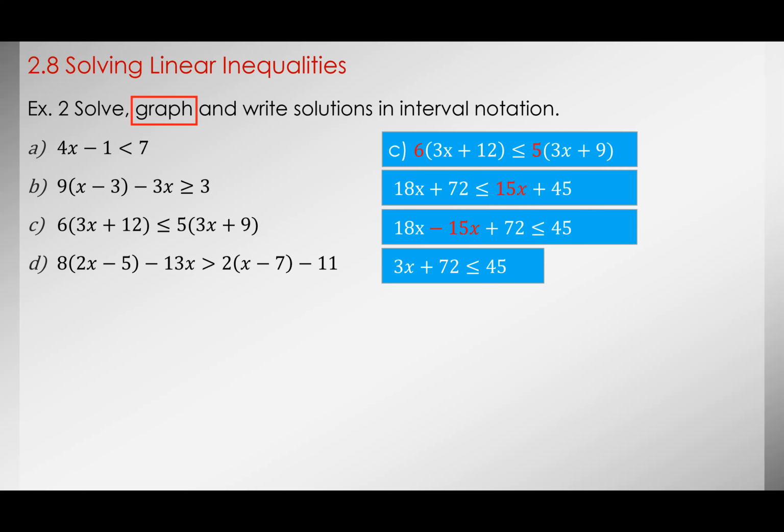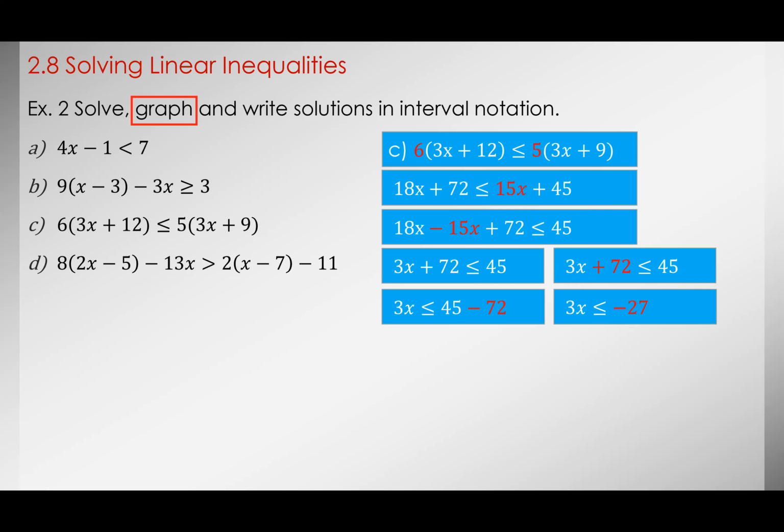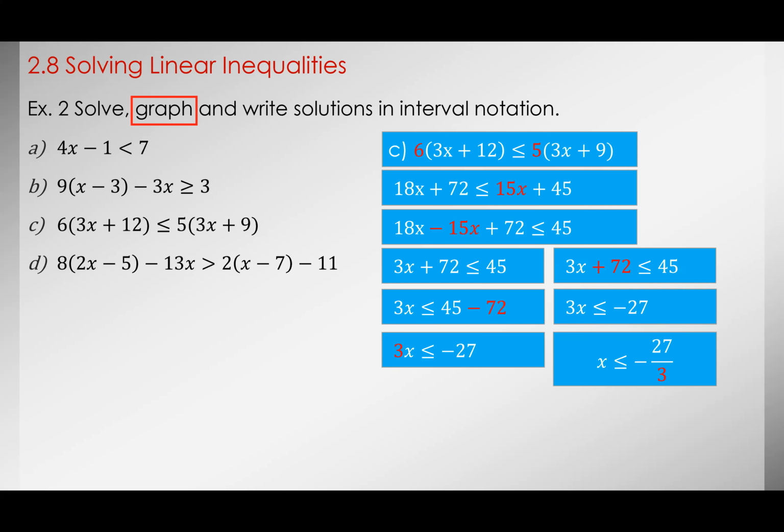How do I get rid of the 72? How do I get rid of the 3? Because I need X to be by itself. To get rid of the 72, I know that I need to subtract. Again, 45 minus 72 will give me negative 27, and I need to divide. If I divide this, I have negative 9.